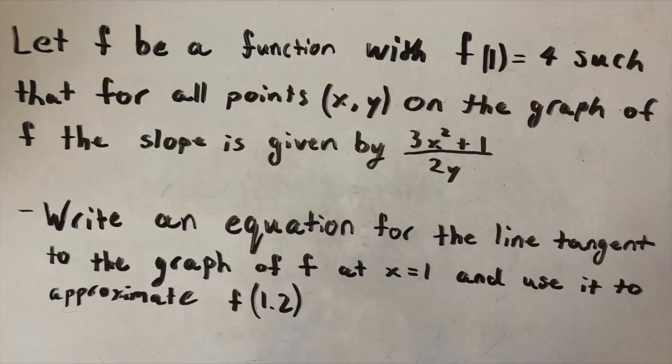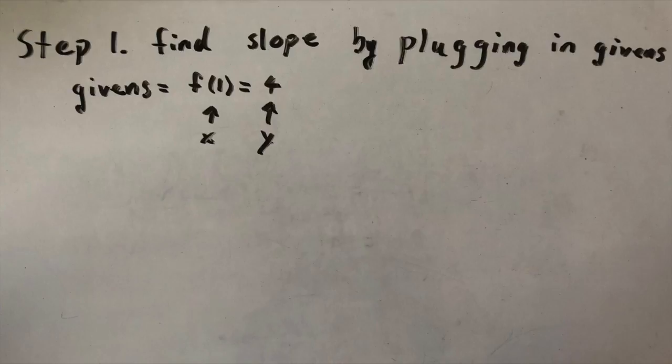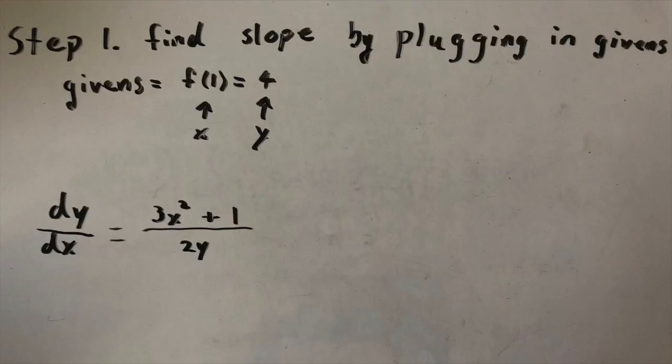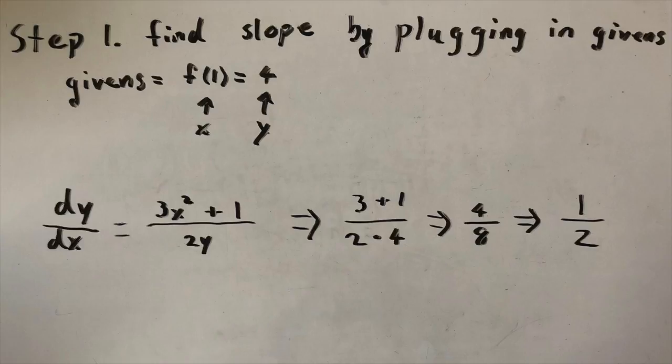approximate f of 1.2. The first thing you want to do is to find the slope by plugging in your given values, which in this case x is 1 and y is 4, into the given equation of 3x squared plus 1 over 2y. Solve for 3 plus 1 over 2 times 4 and reduce that to 1/2.